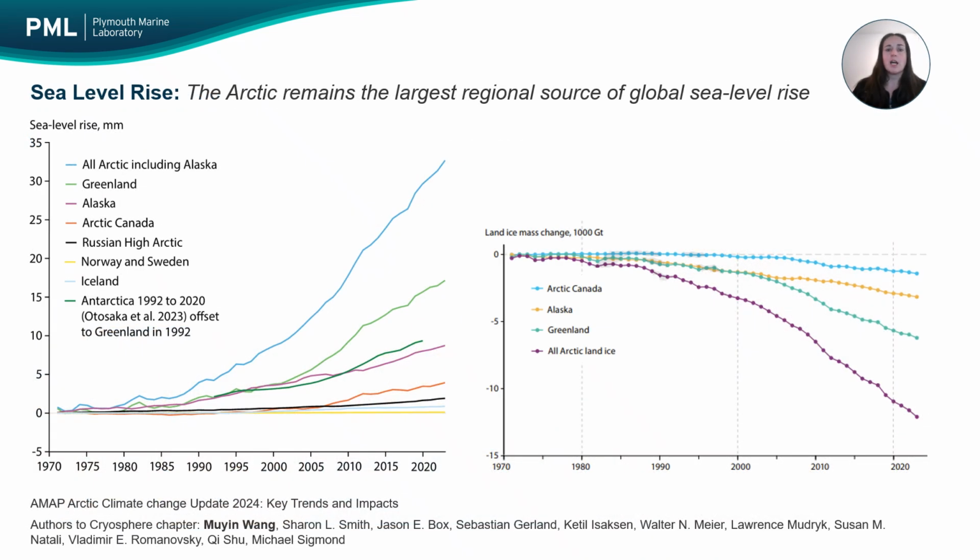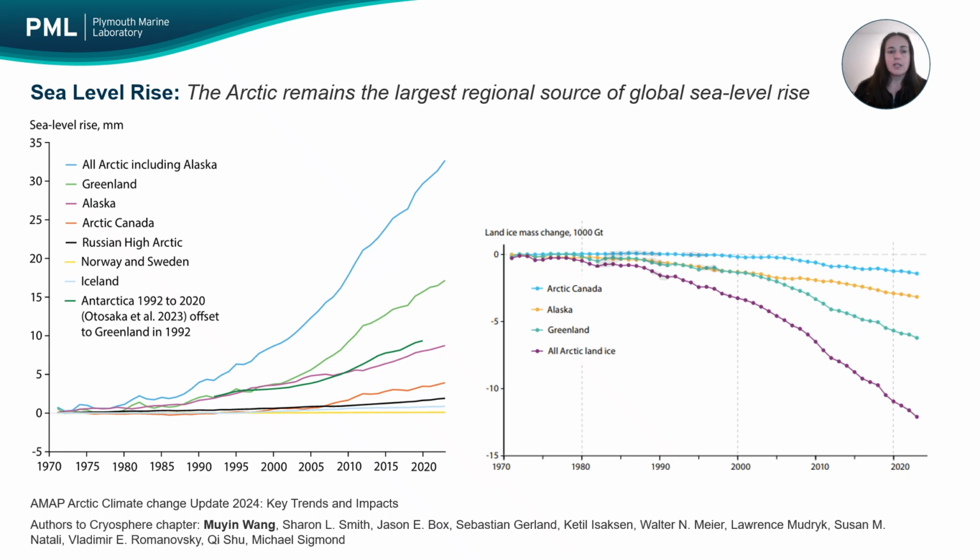Moving on to sea level rise, the Arctic remains the largest regional source of global sea level rise, and that's primarily because of the Greenland ice sheet and its peripheral glaciers, which account for about half of the Arctic land ice losses and amount to roughly a third of the global land ice contribution to sea level rise between 1979 and 2023. And again, this information is in the AMAP report.